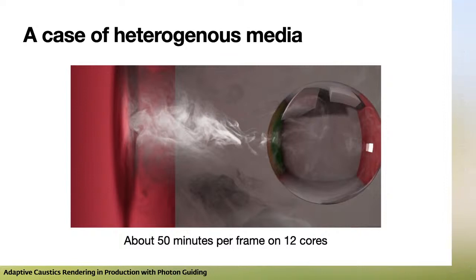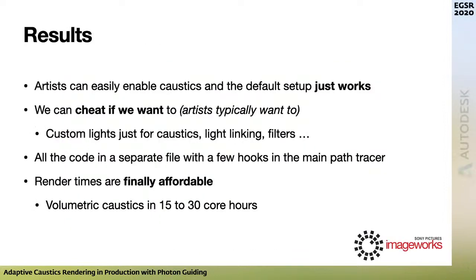So in summary, our experience with this method has been that the artists are very happy because it works out of the box with almost no setup. The default settings just work, and the advantage is that they can cheat if they want. They can choose which light. They can have a special light for caustics, only for caustics. They can do many tricks, and the render is fast.